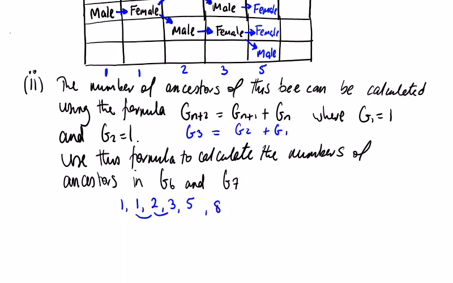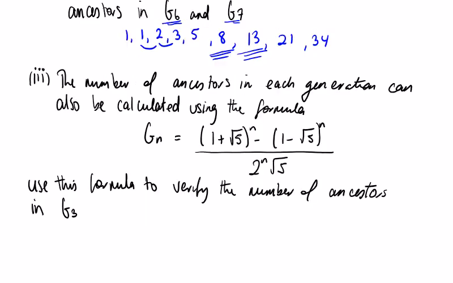So 5 and 3 is 8. That's the next number. 8 and 5 is 13. The next number will be 21. 13 and 21 is 34, and so on. We're asked for G6 and G7. So 1, 2, 3, 4, 5, 6 is 8. 7 is 13. And there's a great YouTube video about Fibonacci in nature. So go and check that out if you haven't seen it.